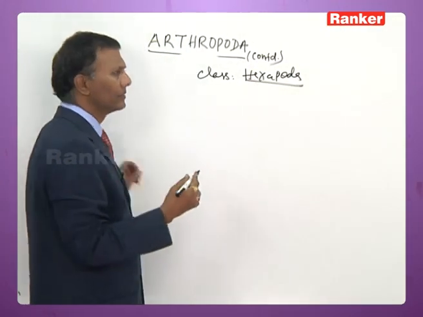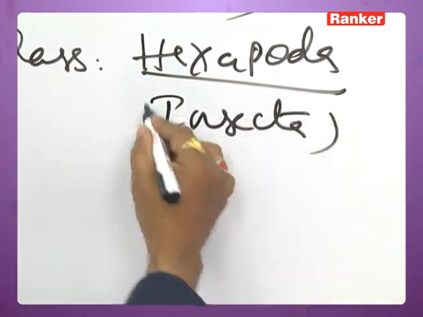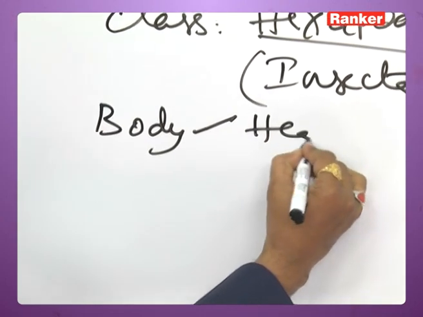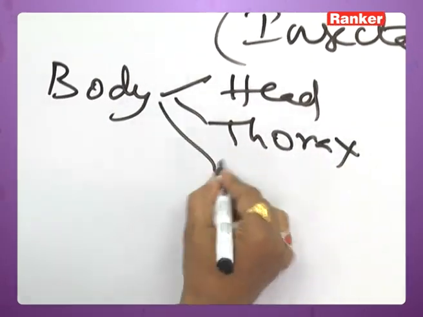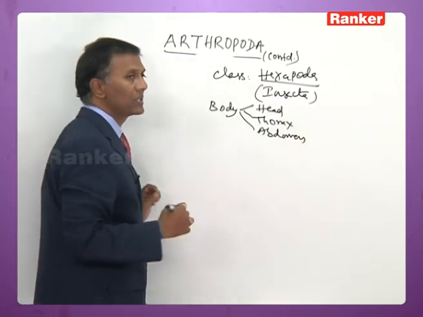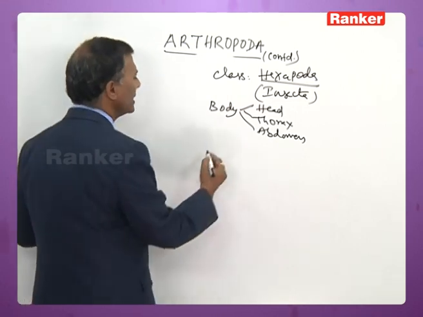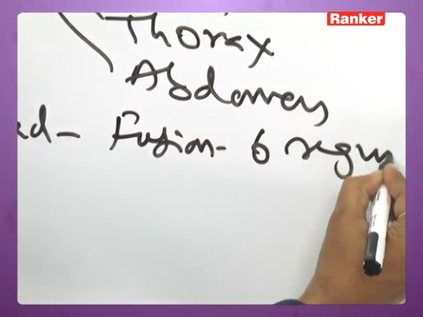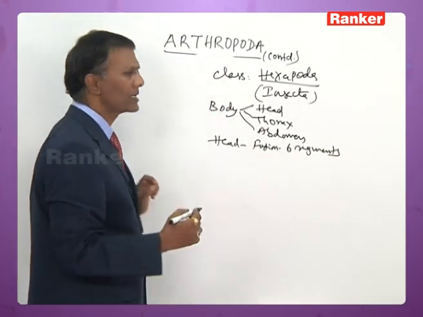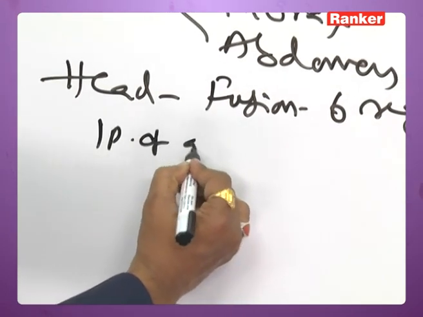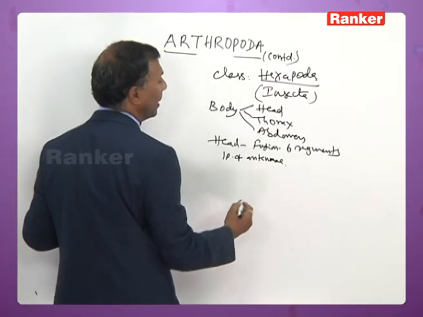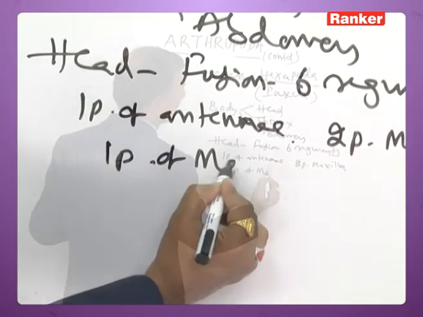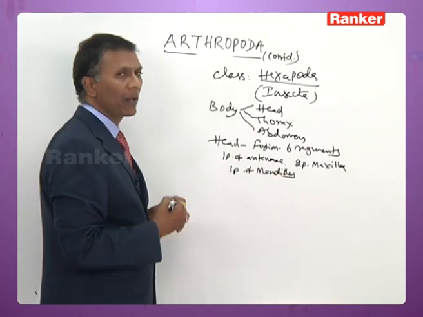Now class Hexapoda, Insecta, is also called Hexapoda. In Insecta, body is divisible into head, thorax and abdomen. In all insects, head is formed by fusion of 6 segments. And head has a pair of antennae, 2 pairs of maxillae, and a pair of mandibles.